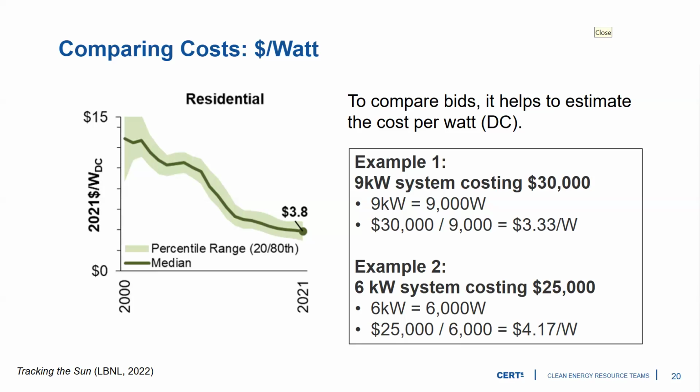By doing that, you can get that apples to apples comparison and see that the second bid, even though it's a lower overall cost, is a higher cost for the amount of electricity that it will generate.